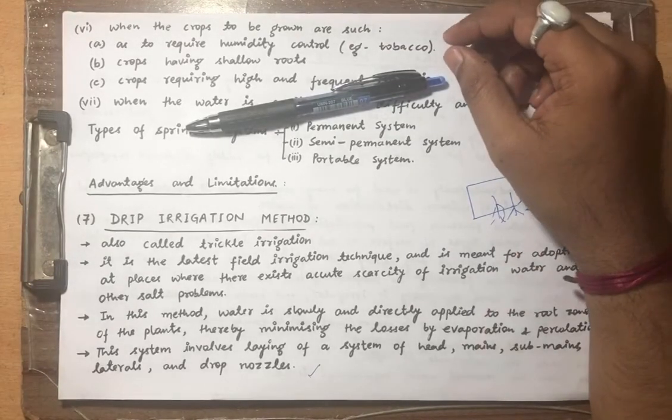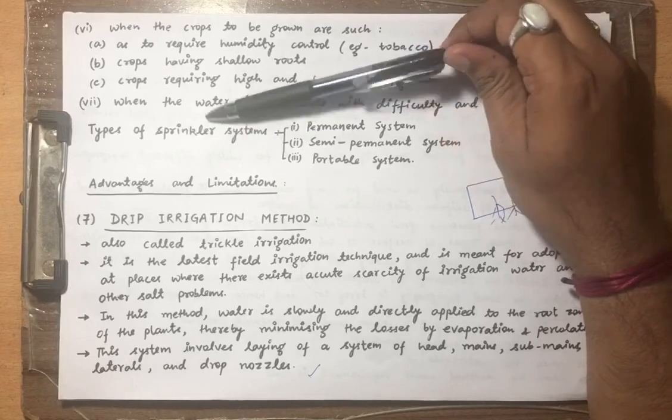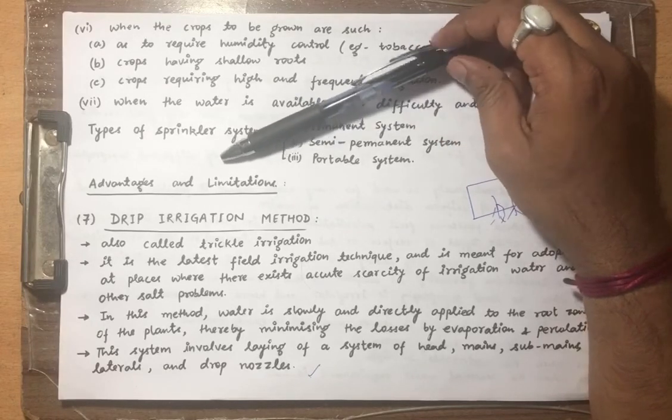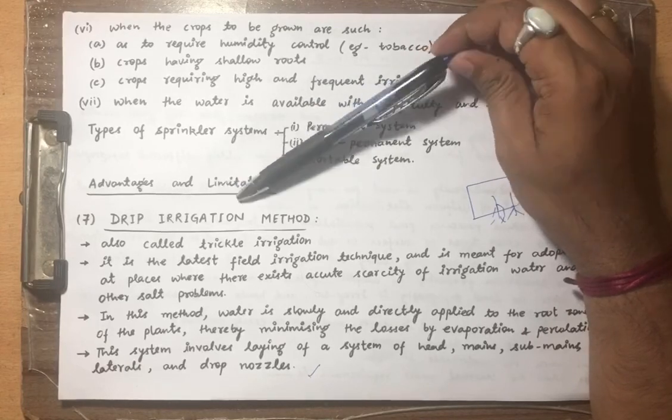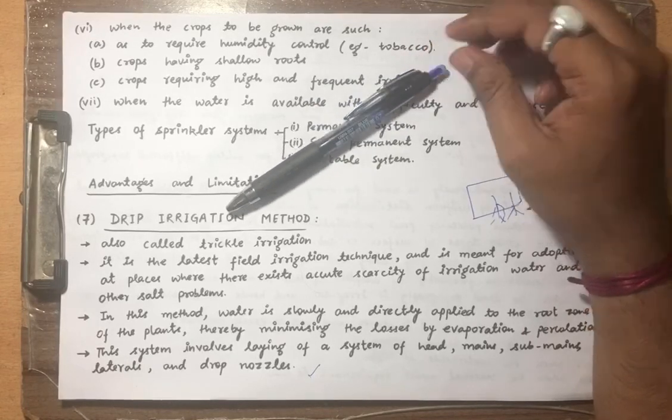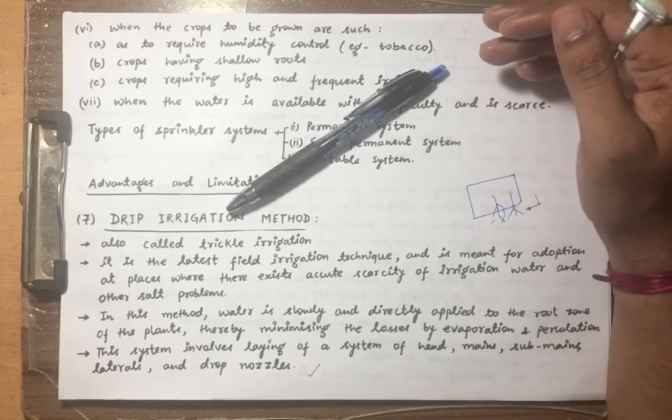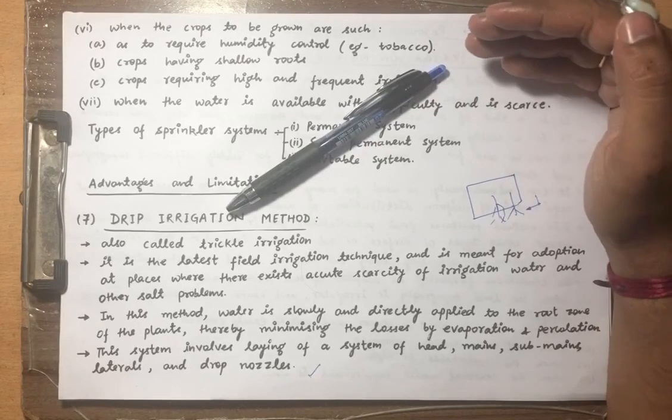So this is all for today. In the next lecture, we will be learning about the quality of irrigation water and the various types of efficiencies, with the help of which we can decide which technique to be used.